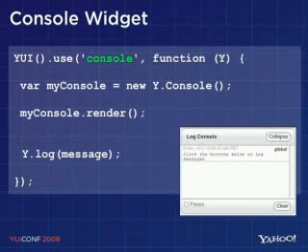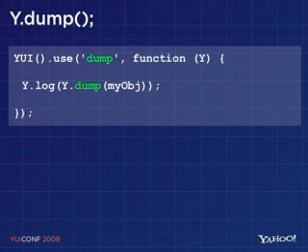Something that pairs nicely with log is Y.dump, and you can get dump also via the use statement, just like you can get any additional module added to your sandbox. So I'll specify dump via use. And Y.dump simply stringifies an object. And so this is a very nice piece of sugar for doing some simple object introspection.